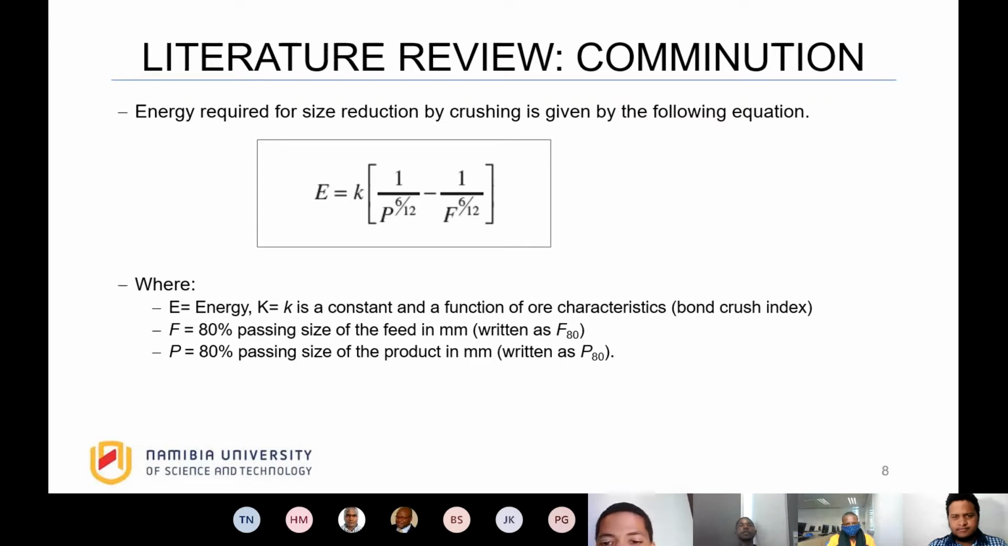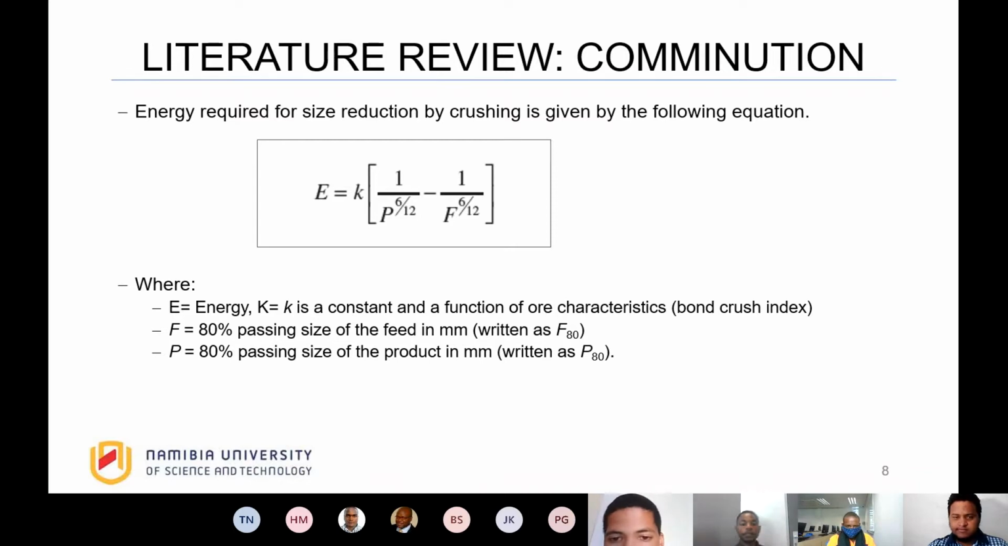For particles, the energy required to break a particle has been described by Bond, but in the case when we deal with crushers, the Bond equation doesn't really do the job. So another equation has been derived. It is similar to the Bond equation, and it is shown on the screen. The symbols and their meaning: P is the 80% passing size of the feed, and P is the 80% size of the products.